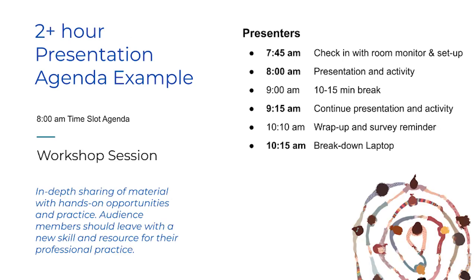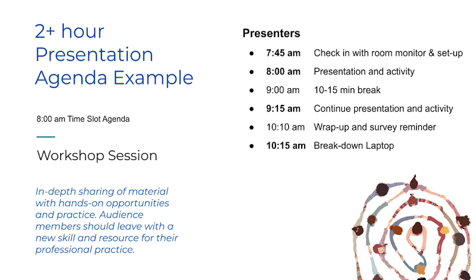The title of this slide is 2+ hour presentation agenda example. This is an example for an 8 a.m. time slot. This type of presentation is a workshop session, which is an in-depth sharing of material with hands-on opportunities and practice. Audience members should leave with a set of new skills and resources for their professional practice. In a 2-hour time slot, workshop presenters should consider the following. At 7:45 a.m.